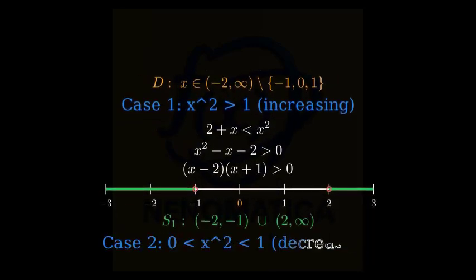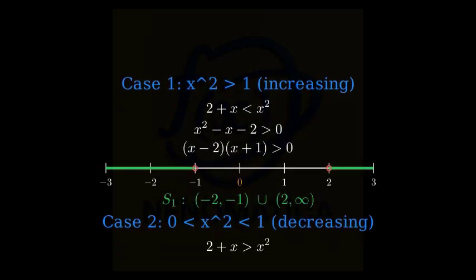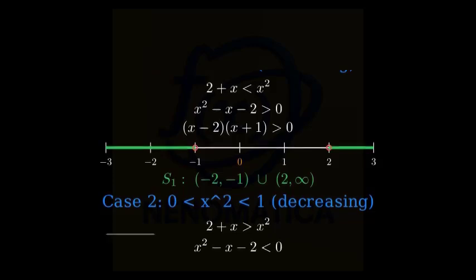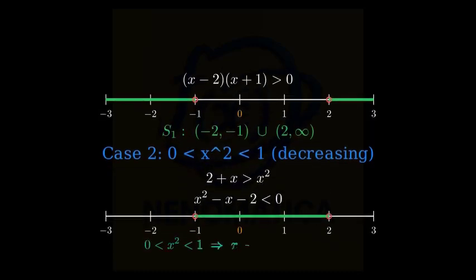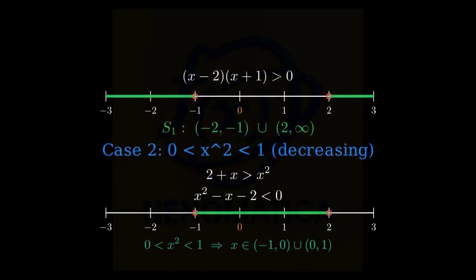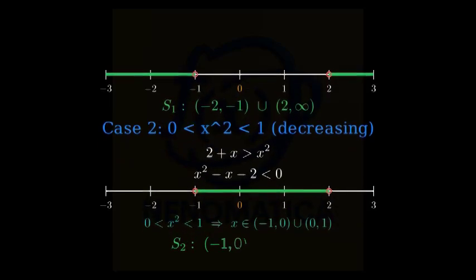Step 4. Case 2: x squared is between 0 and 1. Now, the logarithm is decreasing, so the inequality direction reverses. 2 plus x greater than x squared. That is x squared minus x minus 2 less than 0, which means x is strictly between the roots negative 1 and 2. Intersect with 0 less than x squared less than 1. That is x in the open interval negative 1 to 0 union the open interval 0 to 1. Therefore, S2 equals the open interval negative 1 to 0 union the open interval 0 to 1.